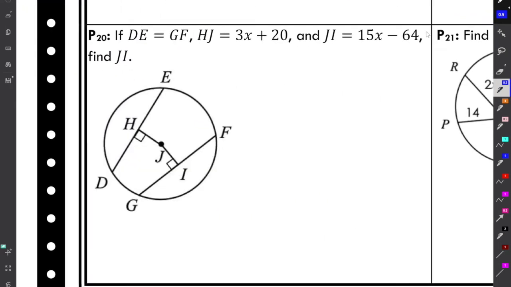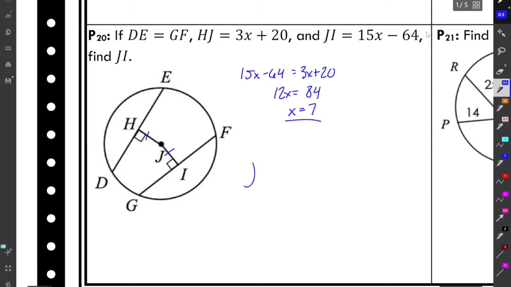All right, P20. If DE is equal to GF, that means that we have two congruent chords. If chords are congruent, they are equidistant from the center, which means that HJ and JI are equal. So that helps us solve this by setting those two expressions equal to each other. 15x minus 64 is equal to 3x plus 20. We subtract 3x from both sides and add 64 to both sides to get 12x is equal to 84. Dividing both sides by 12, x is equal to 7.